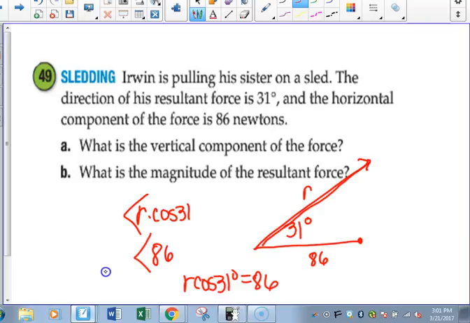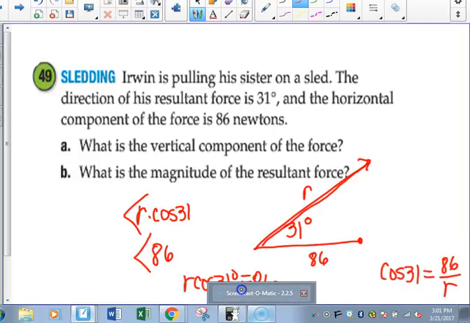That can't be the same. Tangent is opposite over adjacent. Yeah, if you had set it up, the cosine of 31 equals adjacent over hypotenuse, it's exactly the same thing. Did anybody get an answer? 100.3. Someone else get that? Okay. That's the magnitude of the resultant.